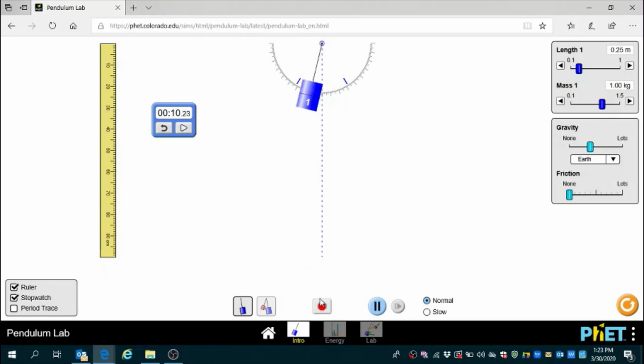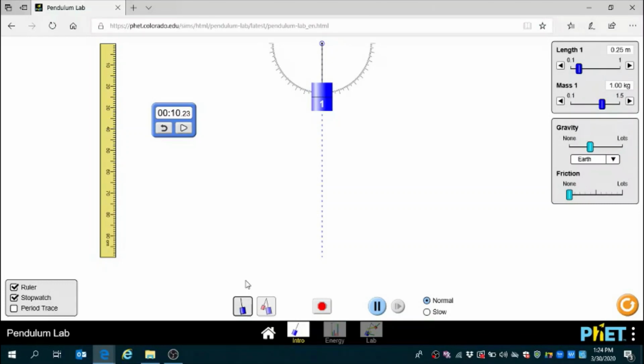And I stopped it there, where at 25 centimeters or 0.25 meters, we have about a 1.0 second pendulum clock. Since 10.23 seconds was the time measured for 10 revolutions, average that out is 1.02 seconds per revolution. So as far as your questions, we'll start with number 1.